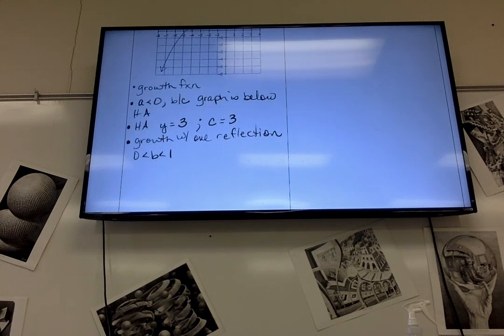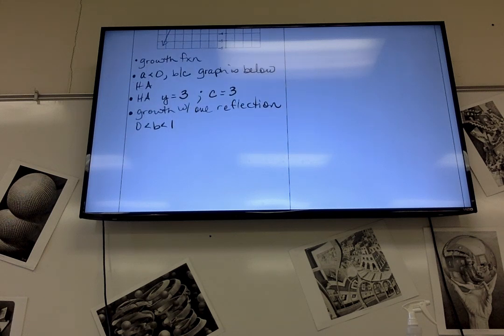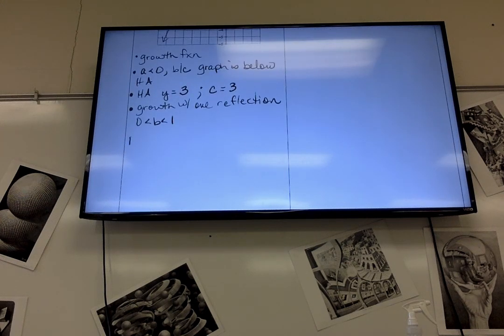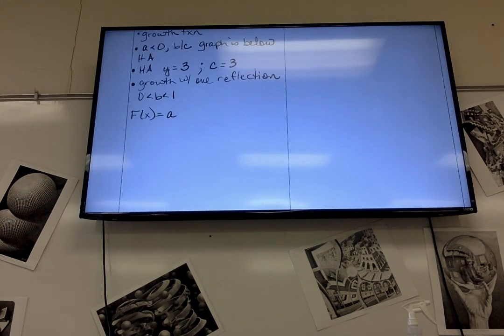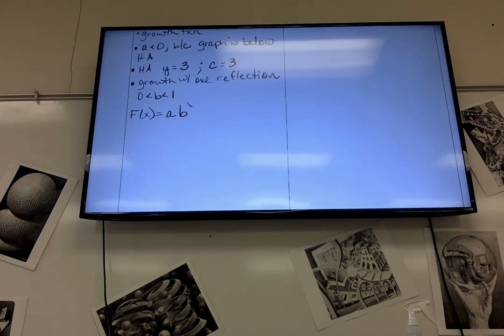Okay, I think that is enough now that we can figure out a and b. So I know the equation is f of x equals a times b to the x plus 2, plus 3.